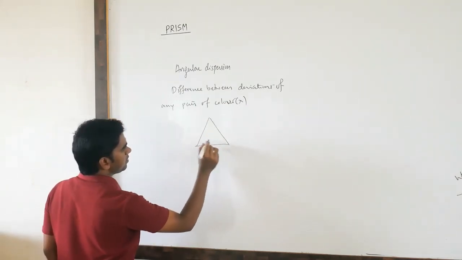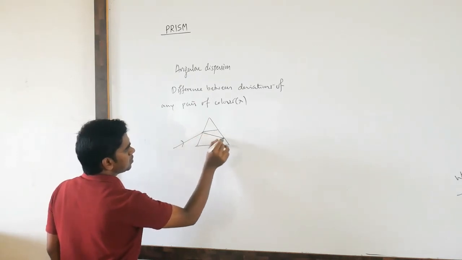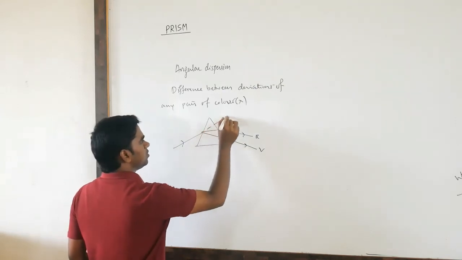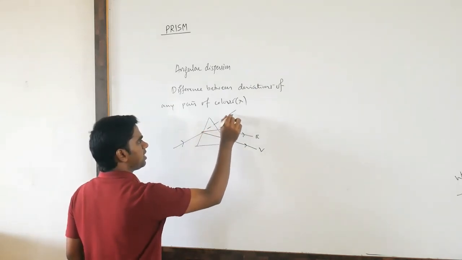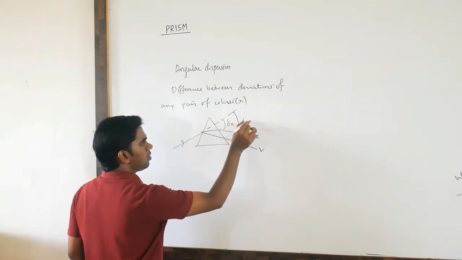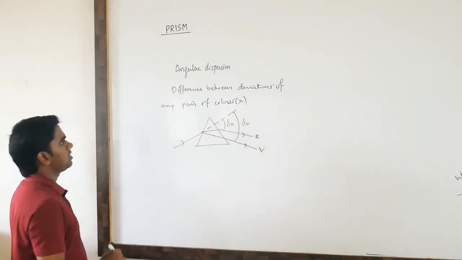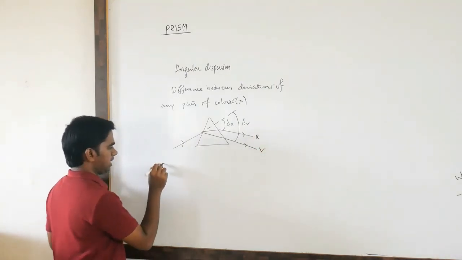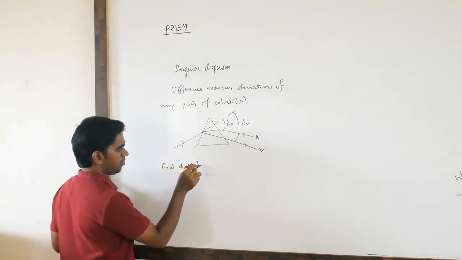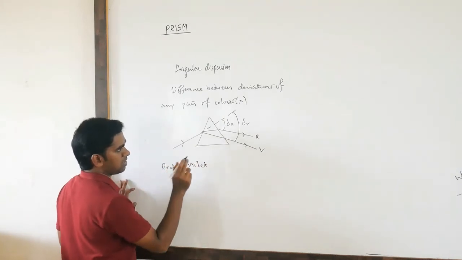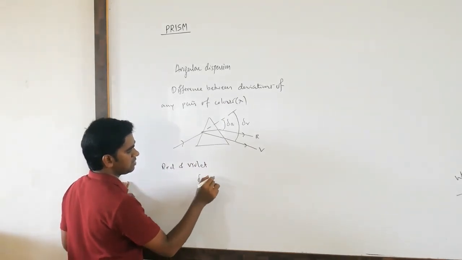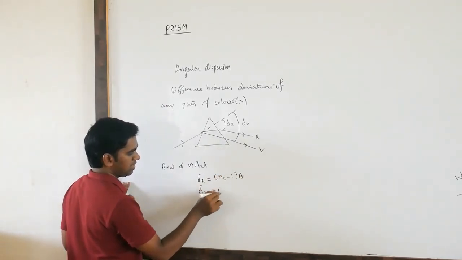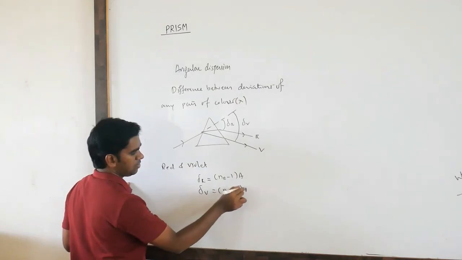Suppose you have the prism, a ray of light comes here. So this is red and this is violet. These are the deviations. This is the deviation for red, this is the deviation for violet. They are asking for the difference between the deviations of any pair of colors. Now I will take the pair red and violet. Deviation for red is (refractive index for red - 1) into angle of prism. Deviation for violet is (refractive index of violet - 1) into angle of prism.